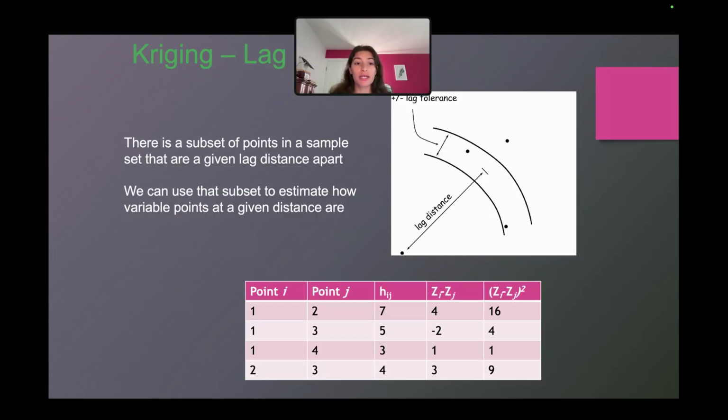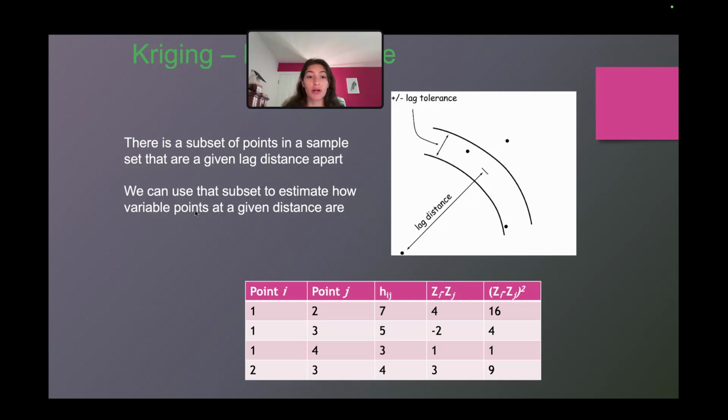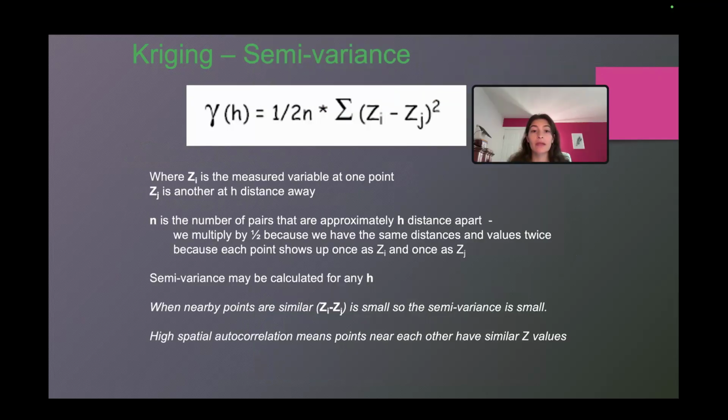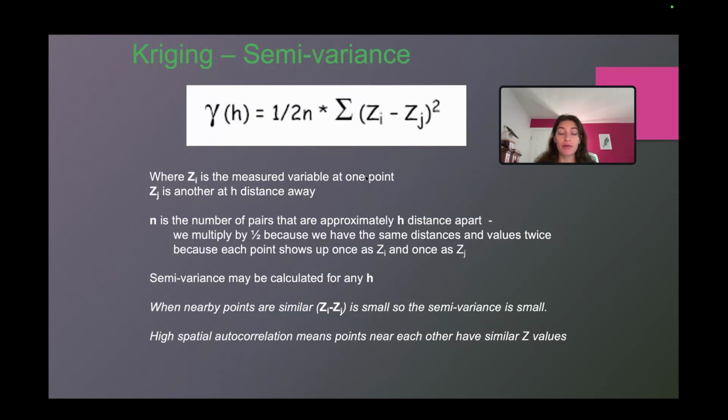There's a subset of points in a sample set that are given lag distance apart, and we can use that subset to estimate how variable points are at a given distance. Where Zi is the measured variable at one point, Zj is another at h distance away. N is going to be the number of pairs approximately h distance apart. We multiply by half so that we don't count the same distances and values twice, because each point shows up once as Zi and once as Zj.